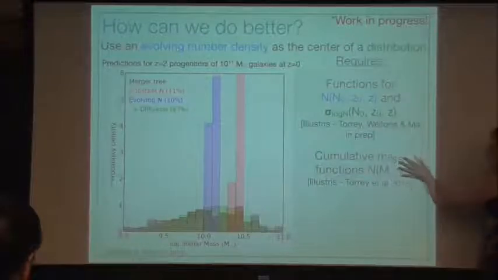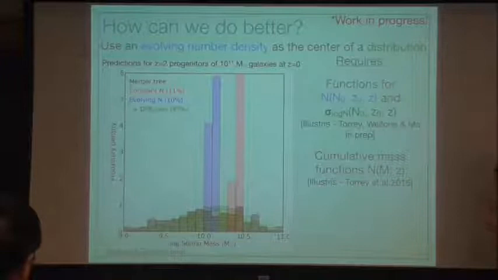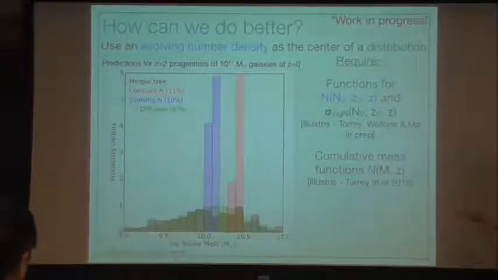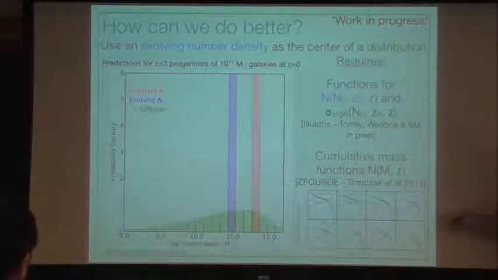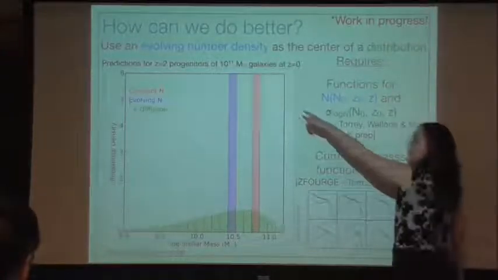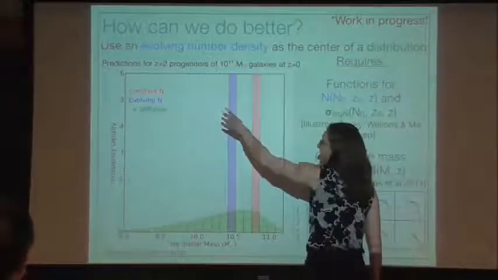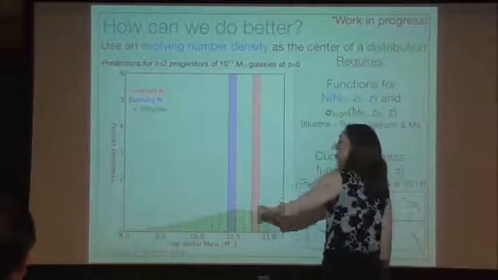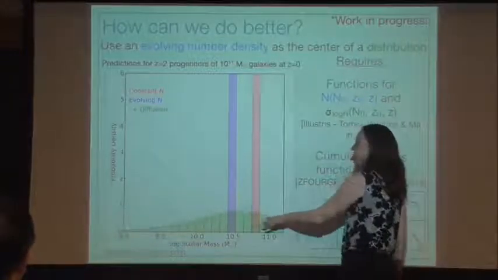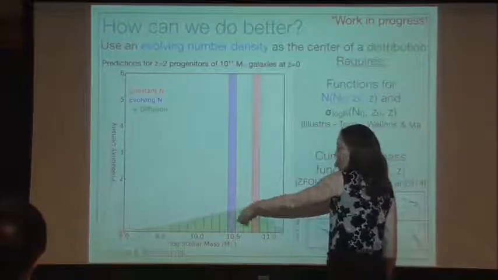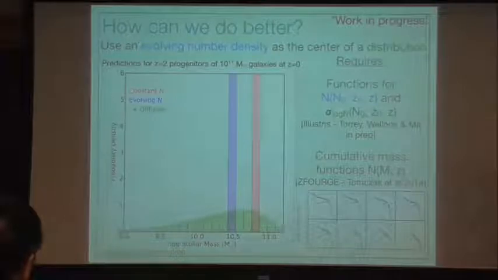So instead of using the mass functions from Illustris, I can use mass functions from observations and make the same kind of predictions using observational data. So here, for example, I'm using the mass functions from ZFOURGE to make the same prediction. Galaxies with 10^11 solar masses at redshift 0, what do they look like at redshift 2? And these are the various predictions that you get for all of these methods. And again, you get a very different set of predictions when you allow the number density to evolve and when you allow it to be a distribution rather than a fixed bin.